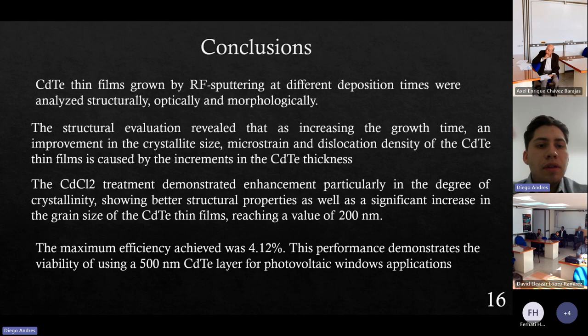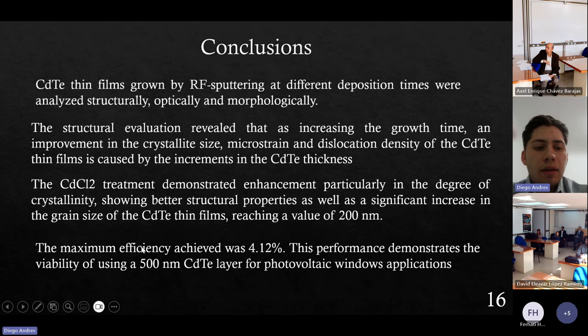Now, as a conclusion, we grew the cadmium telluride thin films through RF sputtering, and we analyzed them structurally, optically, and morphologically. The structural evaluations revealed that increasing the time also increased the crystallite size, the microstrain, and the dislocation density. Thanks to the cadmium chloride treatment, it demonstrated an enhancement in the degree of crystallinity, showing better structural properties and reaching a grain size higher than 200 nanometers.